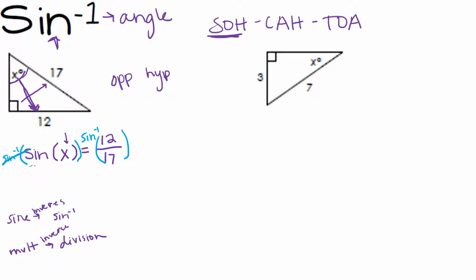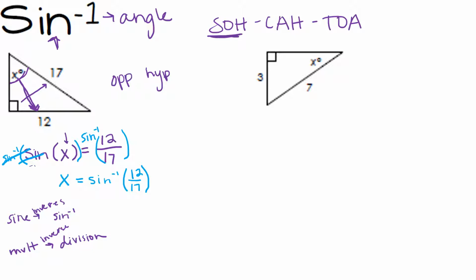What's going to happen on my left-hand side is the sines are going to cancel out. I'm just going to be left with an x. Over here, I'm left with sine inverse of 12 over 17. So now this is where we pull out those handy-dandy calculators and we type this in.